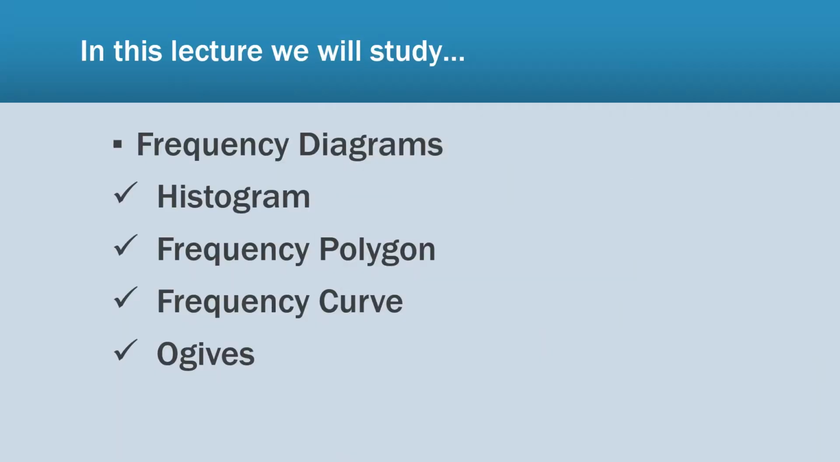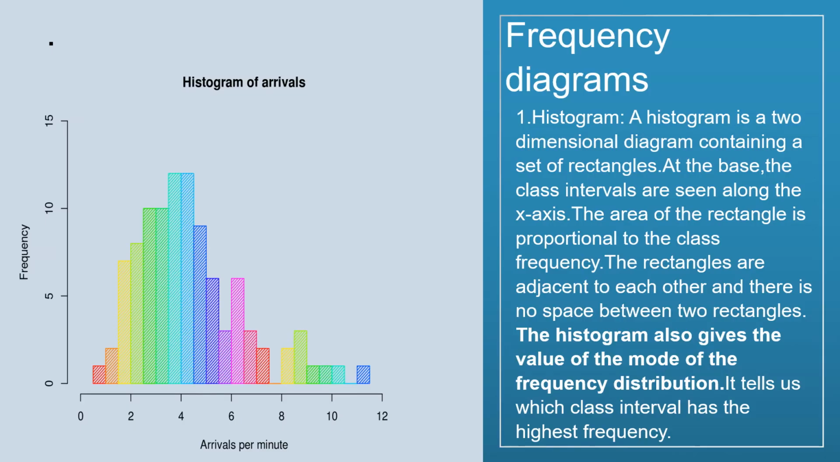In this lecture, we will study about frequency diagrams and their construction. So we will learn about the histogram, the frequency polygon, the frequency curve, and ogives, under which we will learn about the less than type of ogive and the more than type of ogive. All right, then let's begin.